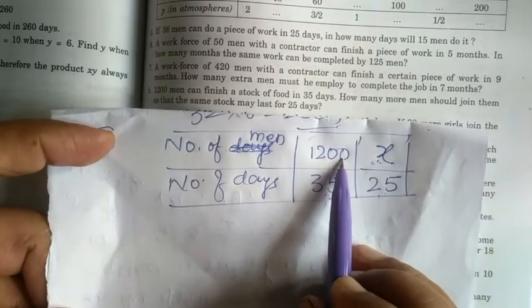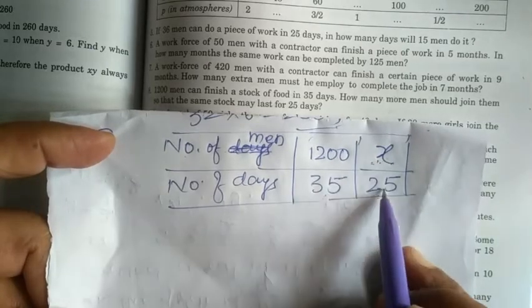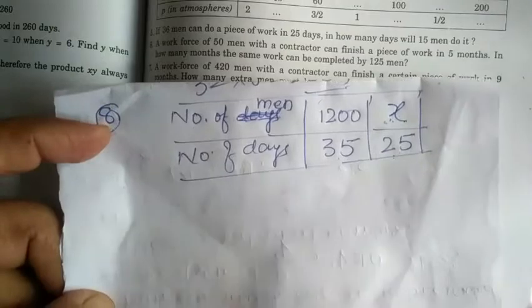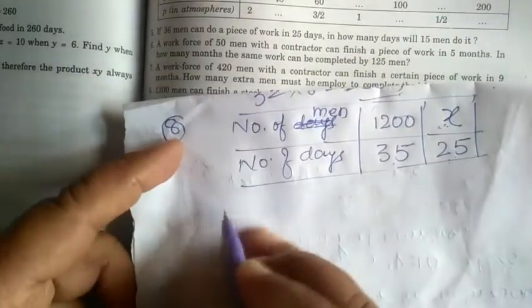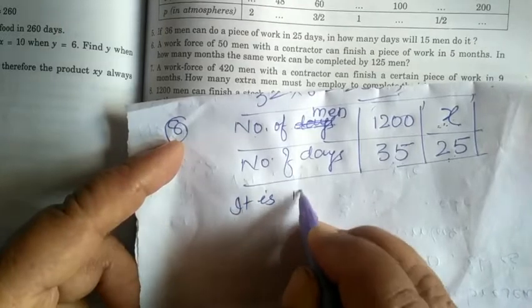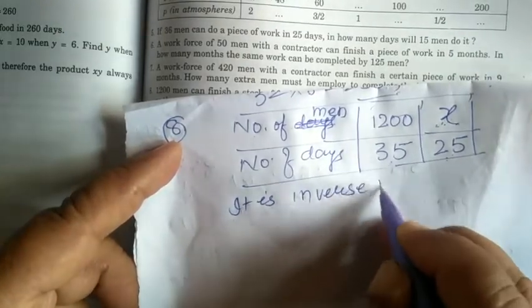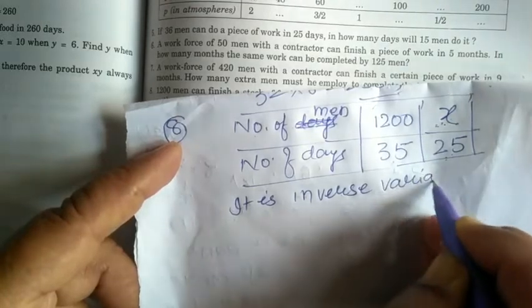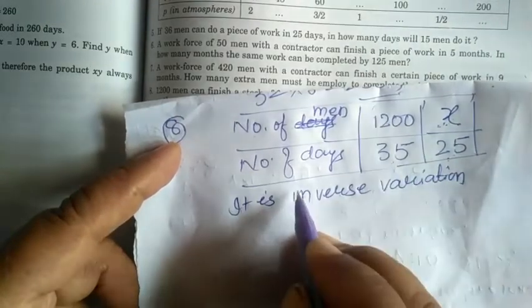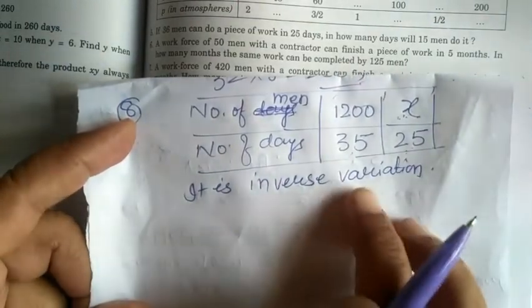That means the value of the first will increase and the other decreases, that is, it is inverse variation. You just have to write here that it is inverse variation. It is a question of inverse variation. We just have to mention it here. Okay, we conclude. How do we conclude here that it is inverse variation?